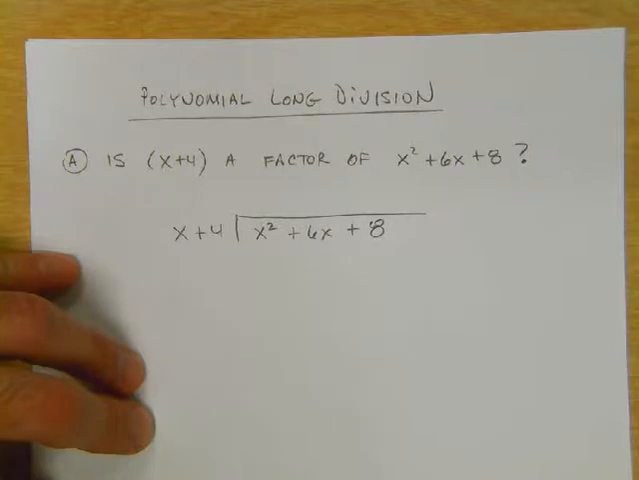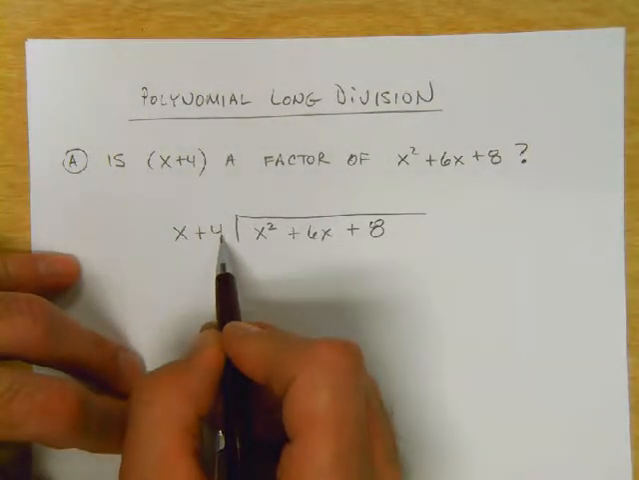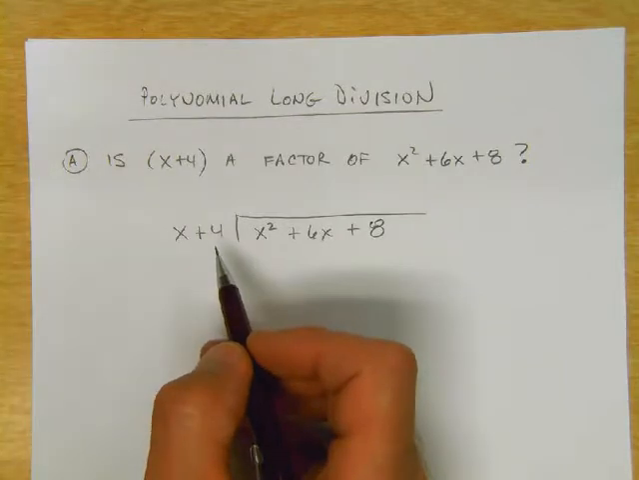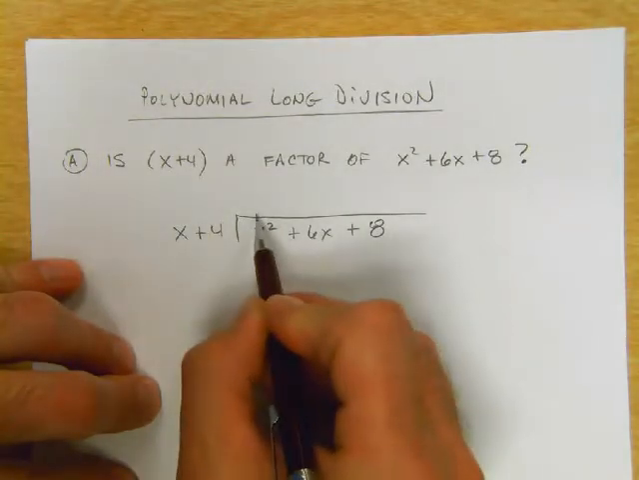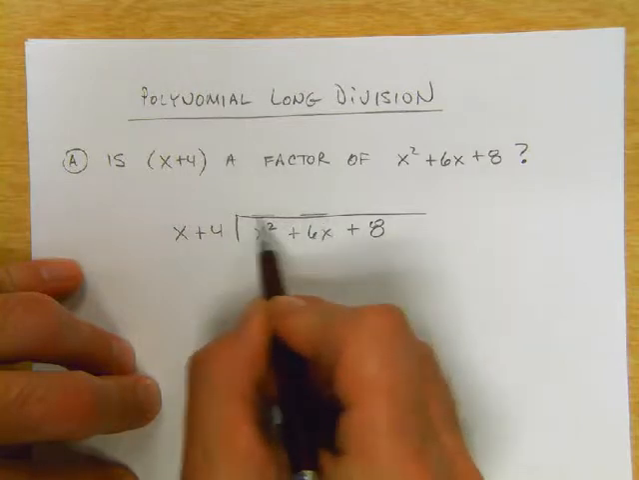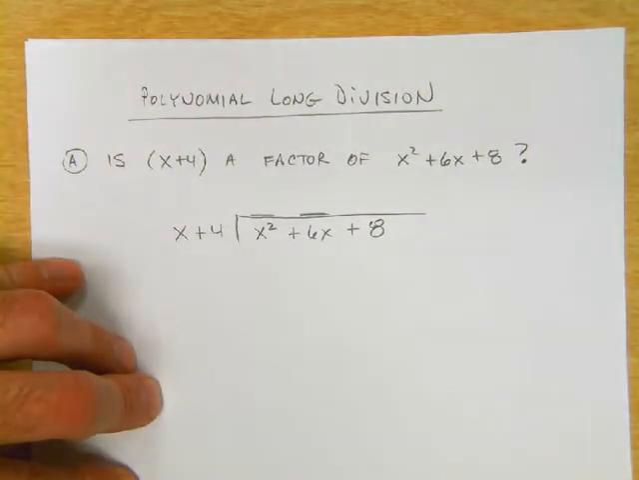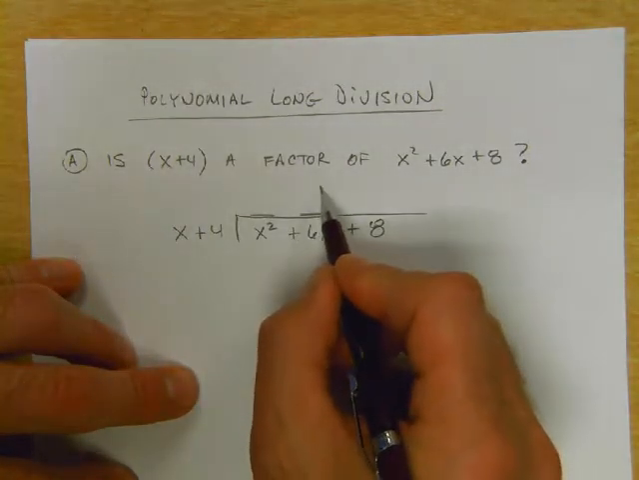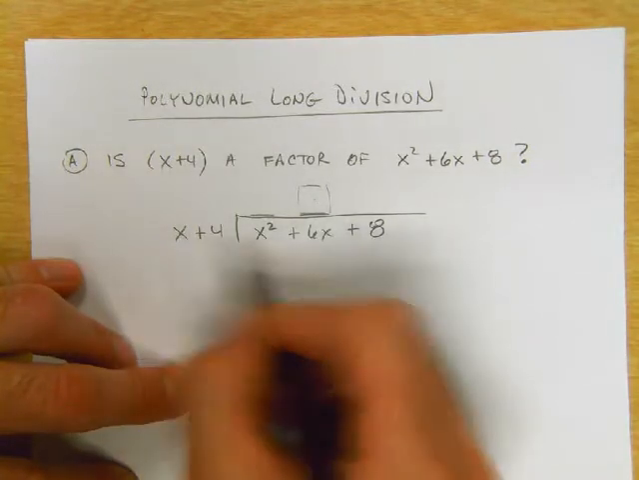Everybody ready for step number 1? Here we go. See how this is a linear binomial, x plus 4. It has 2 terms. So when we go to divide above our polynomial, we want to go over 2 terms. So we're going to start right here. And the question that we want to ask is, what times x equals x squared? X.